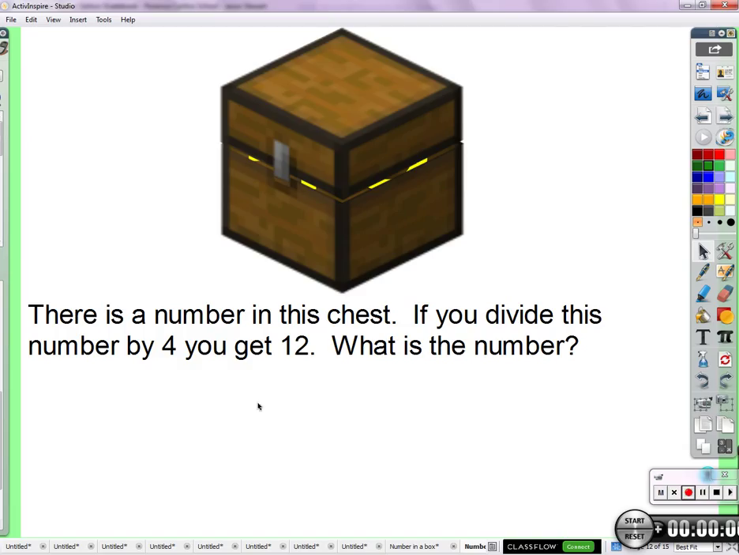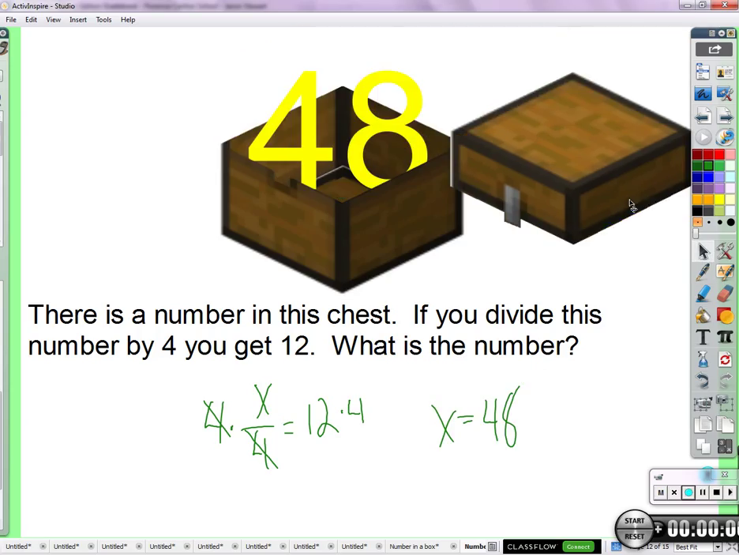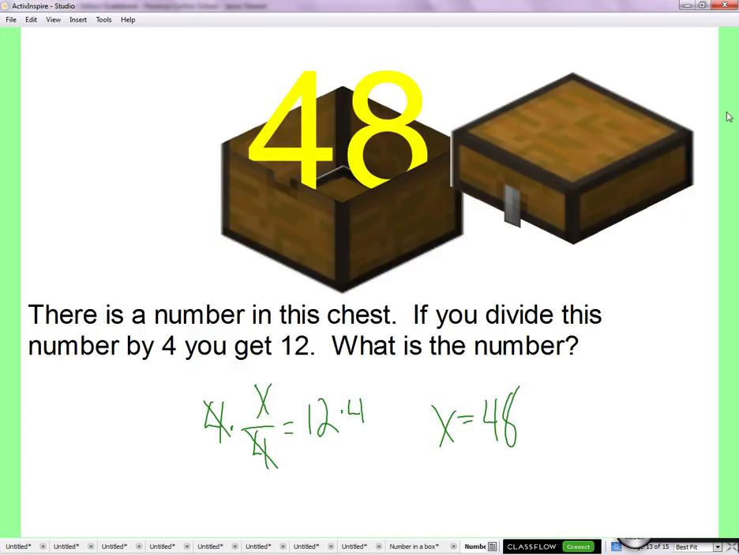The equation looks like X over 4, X divided by 4, equals 12. If I just told you that some number divided by 4 is 12, if you want to know what was in there, you take 12 and you just go backwards, right? Multiply by 4. 48.